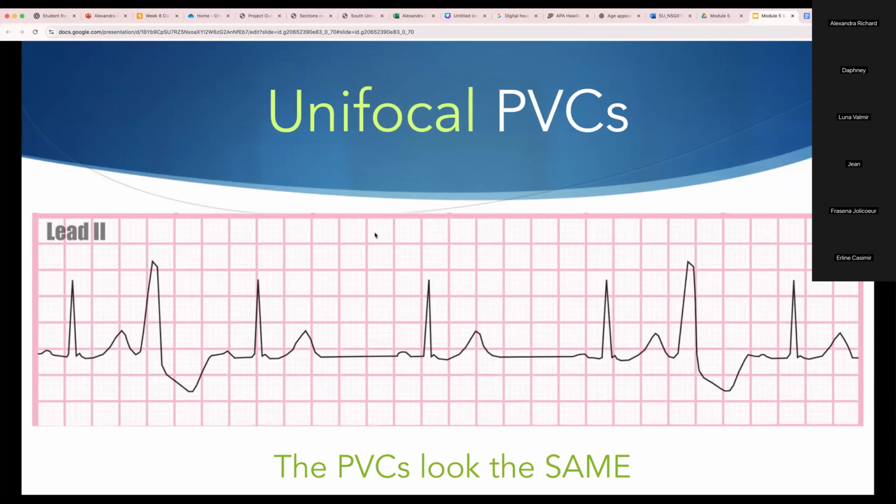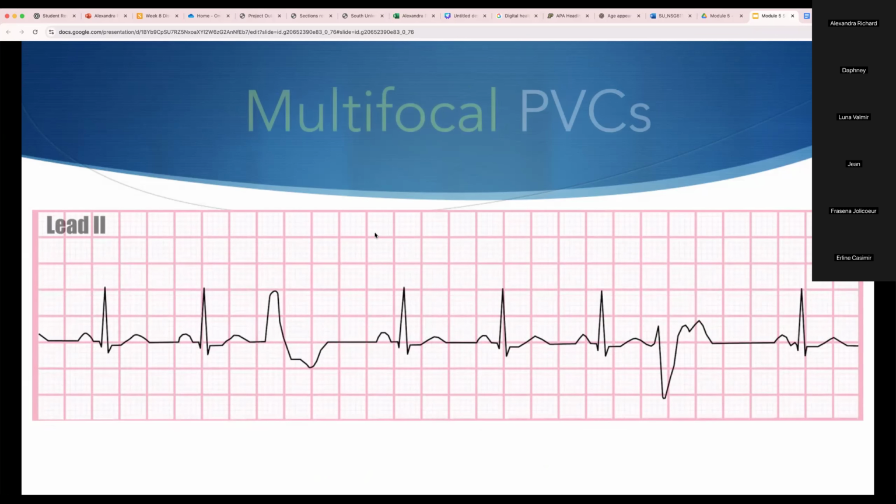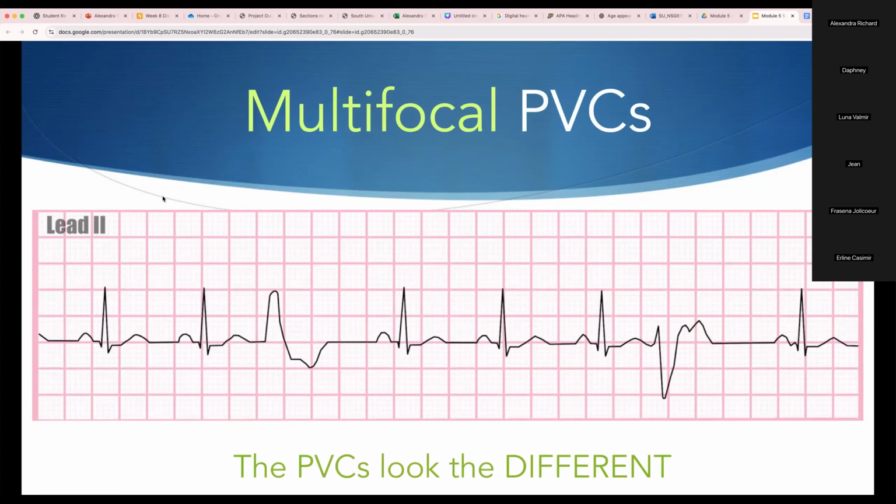Unifocal basically means they look the same, they're facing the same direction because they came from the same irritated part of the heart, right? Multifocal, they look different. So let me circle, let me see if the arrows are going to show up. Two arrows are supposed to show up. Nope. Okay, hold on. Let me circle them for you. So this is the first PVC and this is the second. So they look different. They're facing different directions because they came from different areas of the heart that are irritated. Okay?